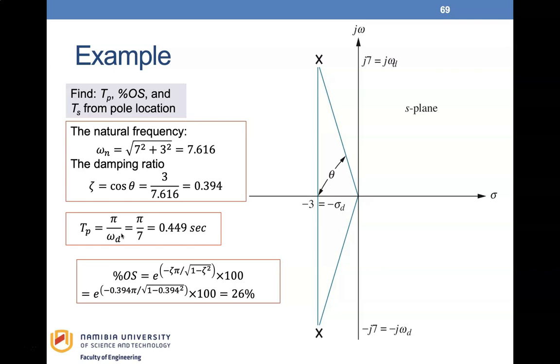a percentage overshoot of 26%. Try solving some other questions at the end of this chapter in your textbook so that you are able to familiarize yourself with solving problems with these equations.